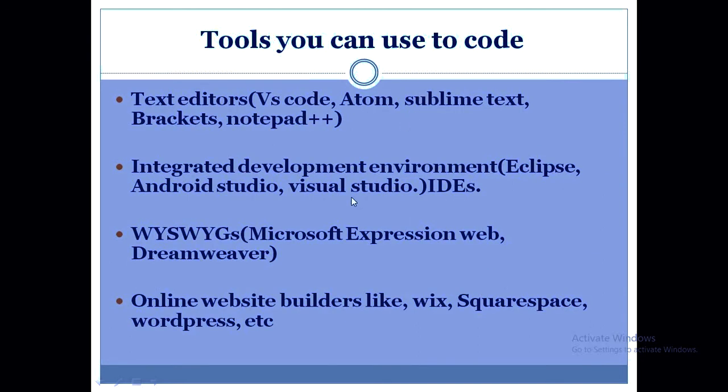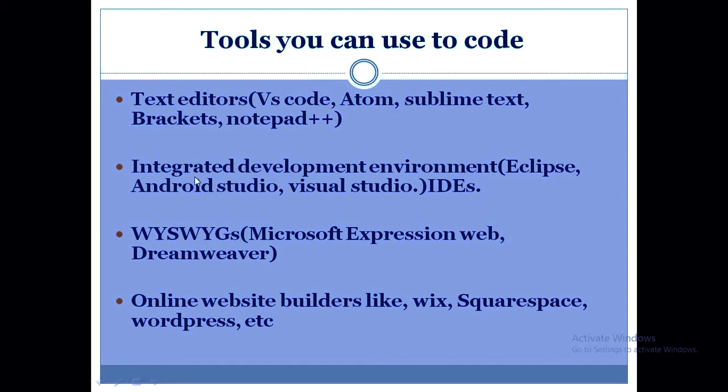Let's look at the tools you can use to code. First, let's look at text editors. Text editors include Visual Studio Code, Atom, Sublime Text, Brackets, Notepad++. These are just a few of the text editors on the market, but you have a wide range of choice. Most of these are free text editors.